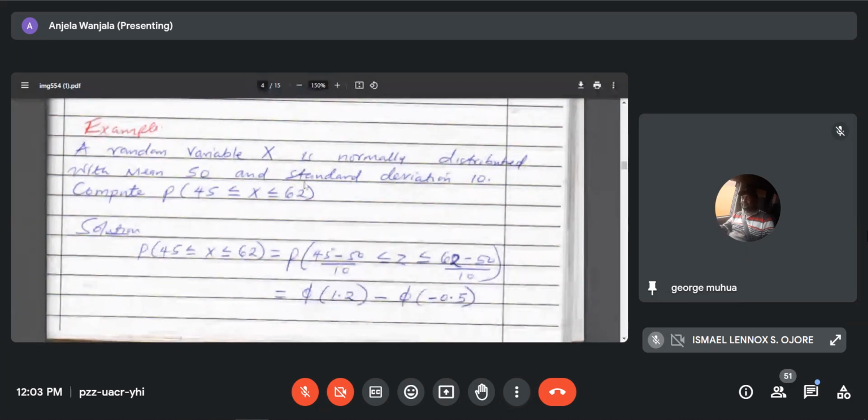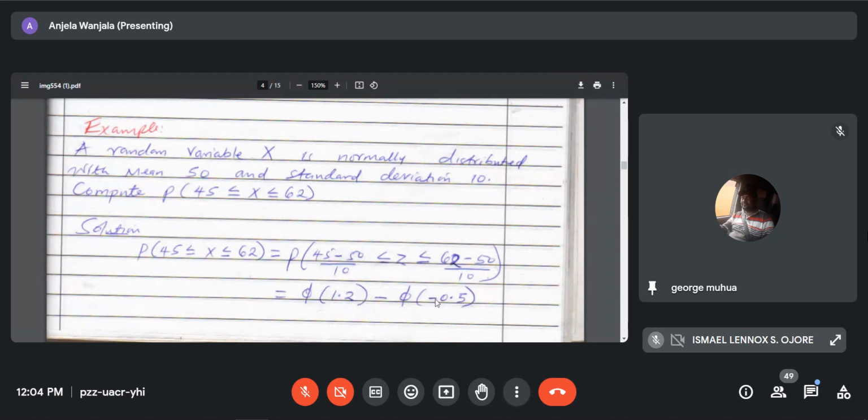Okay, so if you have been given a range of X, first of all, you standardize by taking the lower value minus the mean over the standard deviation. So here we have a Z. It has changed from X to Z because we are standardizing. When you do this calculation, we will have the value for the upper bound. So we'll read with the tables, the upper bound minus the lower bound.